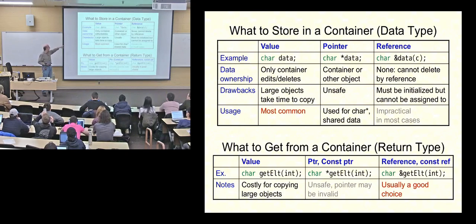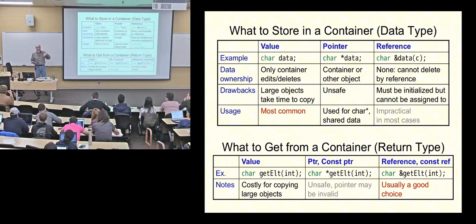The downside to this is if I don't put characters, if I put student objects in my vector, student objects take a while to copy into the vector and copy out of the vector. But it turns out this is actually the most common thing to do, is create a vector of student objects, create a vector of dictionary entries. Whatever we're doing, it's most common to put the data type in the container.